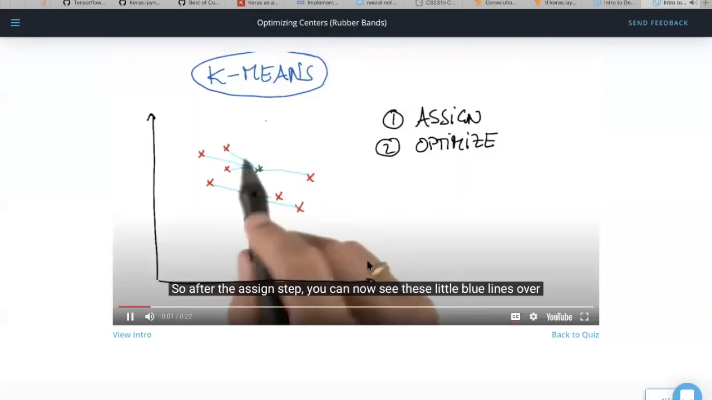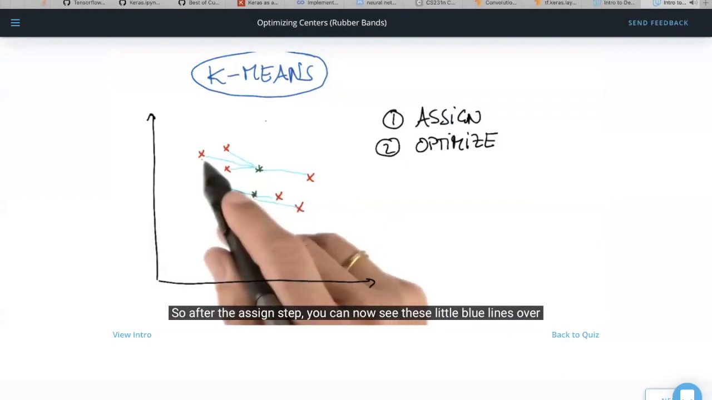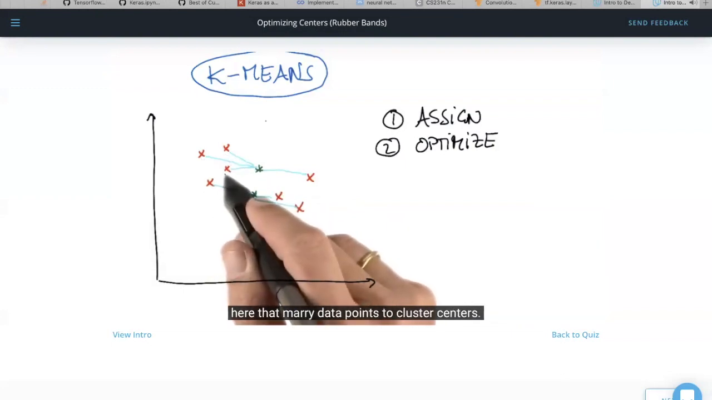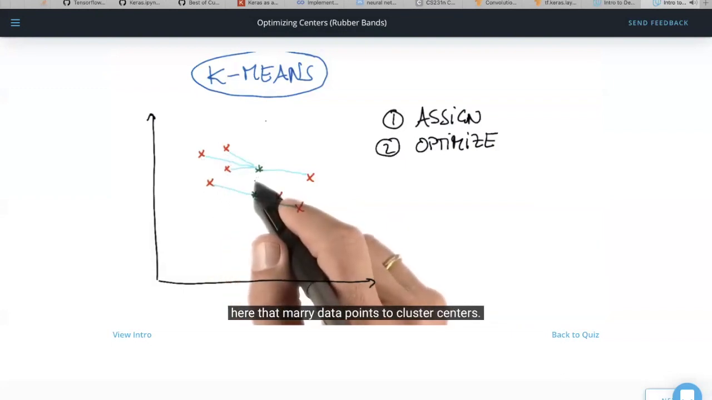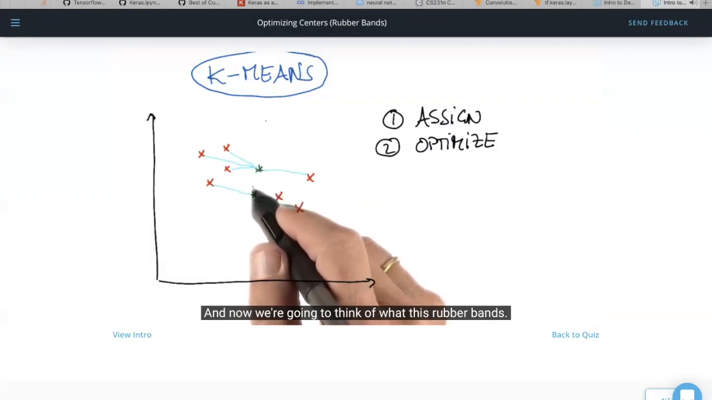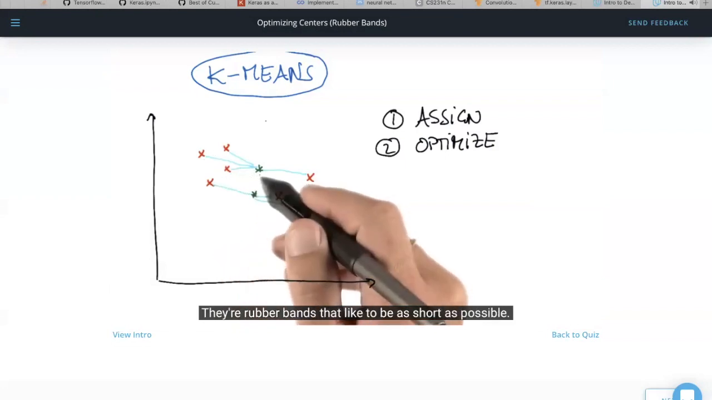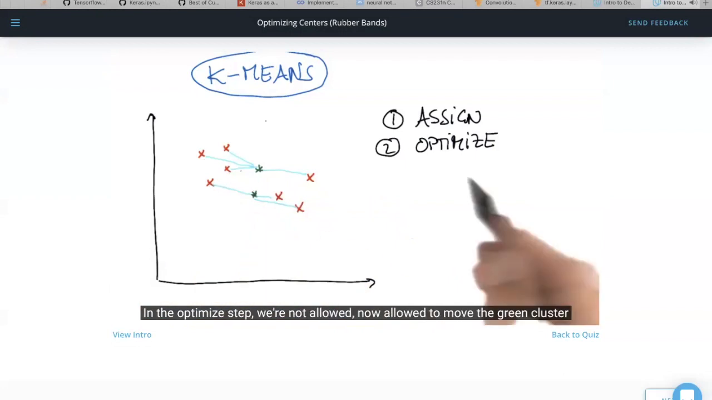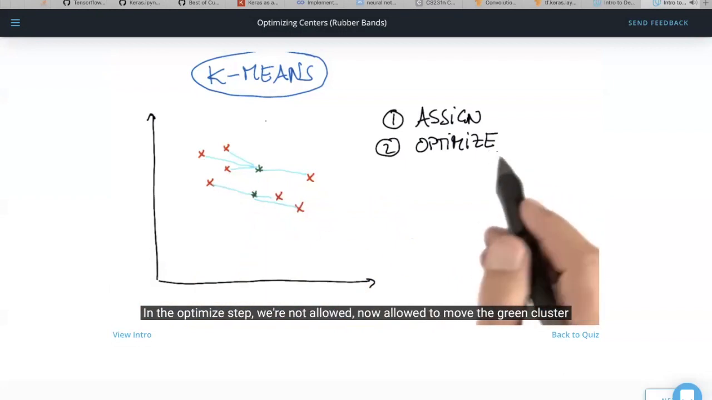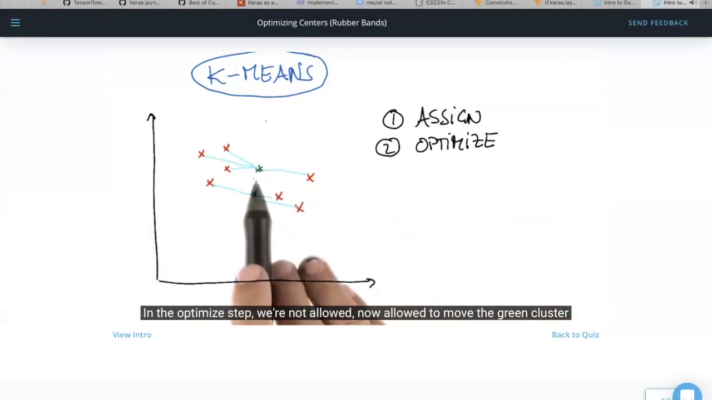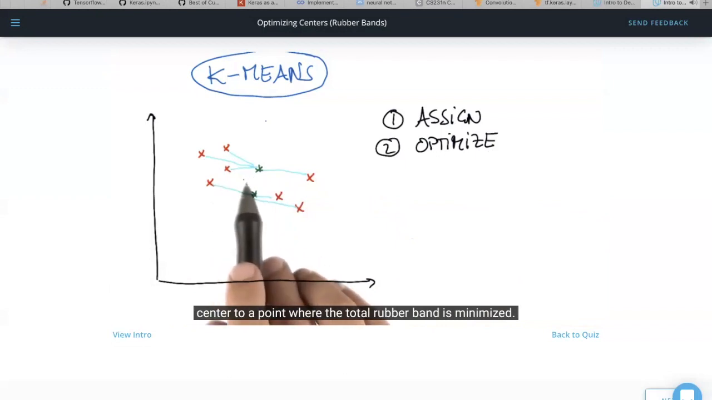So after the assignment step, you can now see these little blue lines over here that marry data points to cluster centers. And now we're going to think about those rubber bands. They are rubber bands that like to be as short as possible. In the optimize step, we're now allowed to move the green cluster center to a point where the total rubber band is minimized.